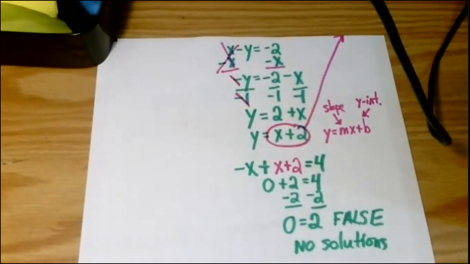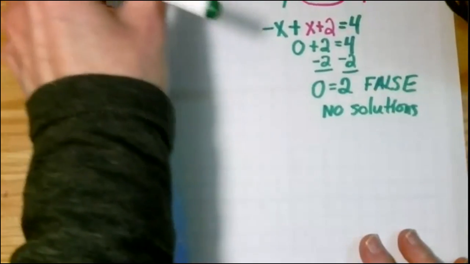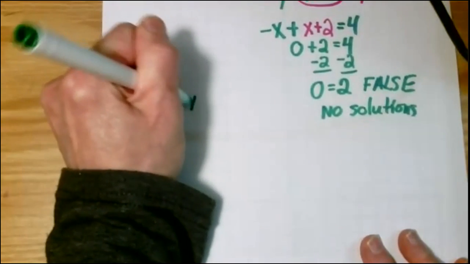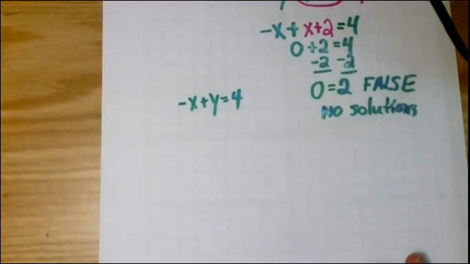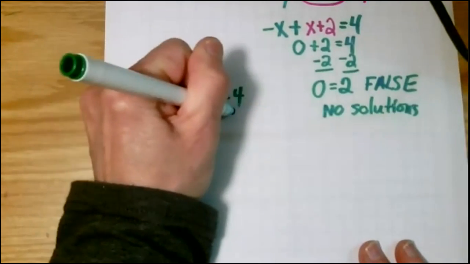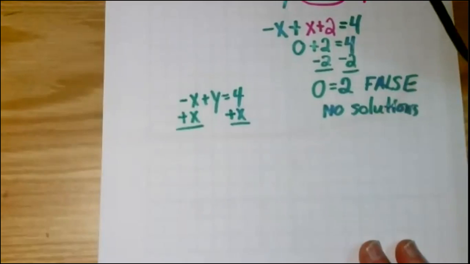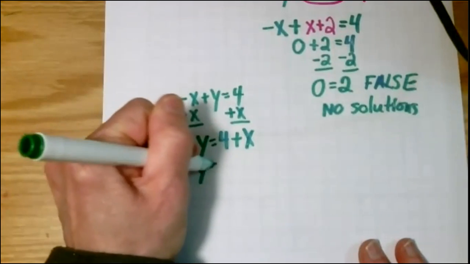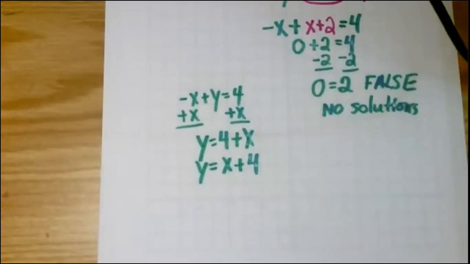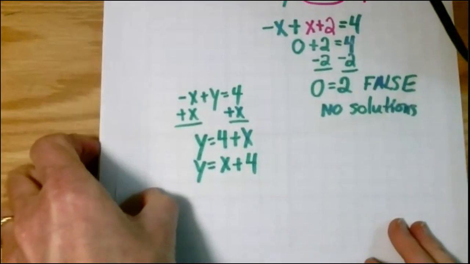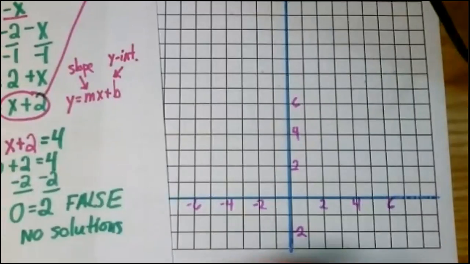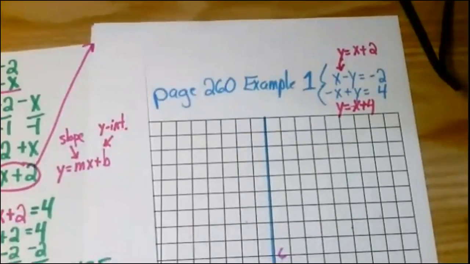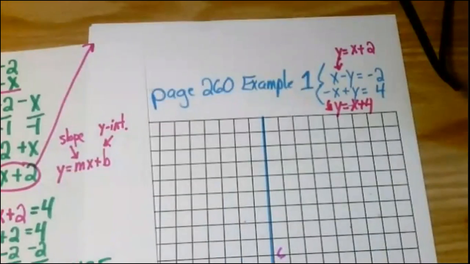So that one, originally it was negative x plus y equals 4. Let's put that in slope-intercept form. We're going to add x to both sides, leaving us with y equals 4 plus x. We're going to switch that around to y equals x plus 4. So that's the other one in slope-intercept form, y equals x plus 4. So let's write that. Y equals x plus 4. Can't see that. Now you can. So I just rewrote it in slope-intercept form, in pink.